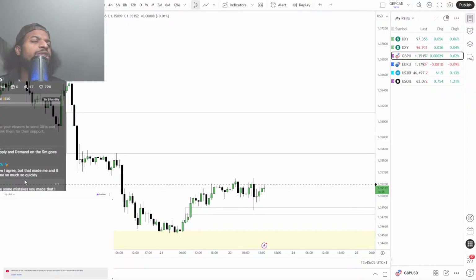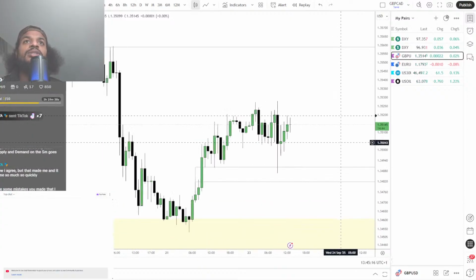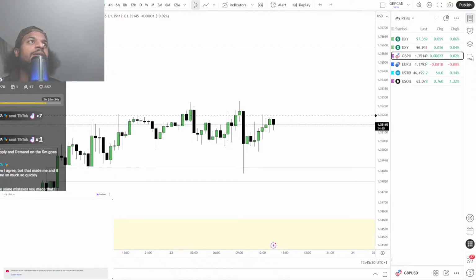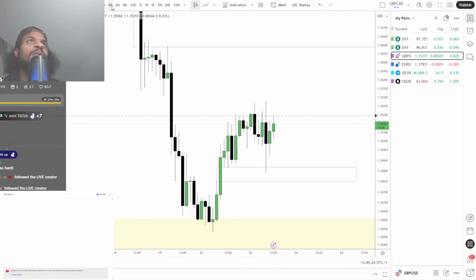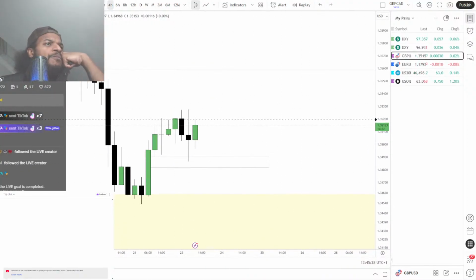What do you trade? GBP USD, US oil, and US 30. I trade Euro USD as well sometimes. So this is GBP USD. As you can see, we're kind of just sideways. I'm waiting for us to break out, but nothing yet. What's your approach for US oil?